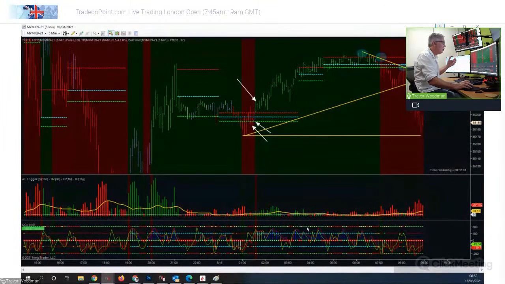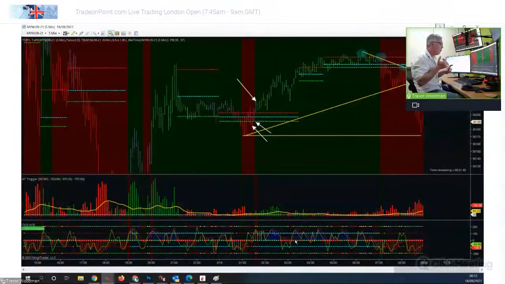Where I like to use the CCI more is to look at when we're going to run out of steam. So have we still got momentum? If there's really strong momentum, then the CCI is not going to tell you anything. It's going to give you a false signal if you use it for that purpose.